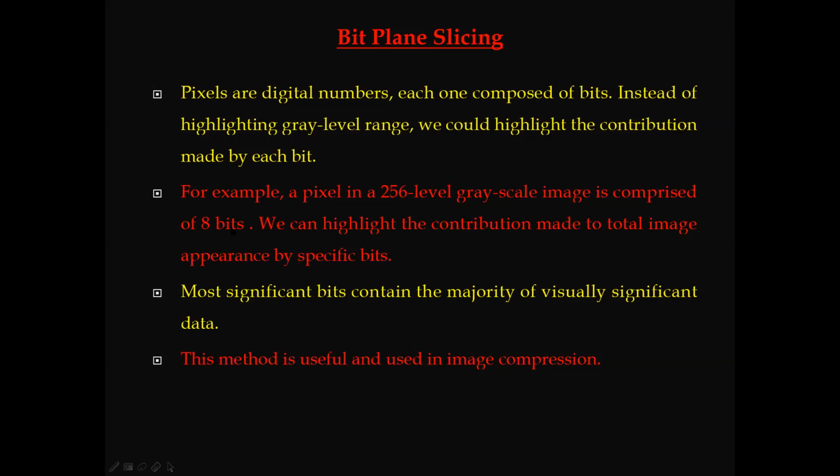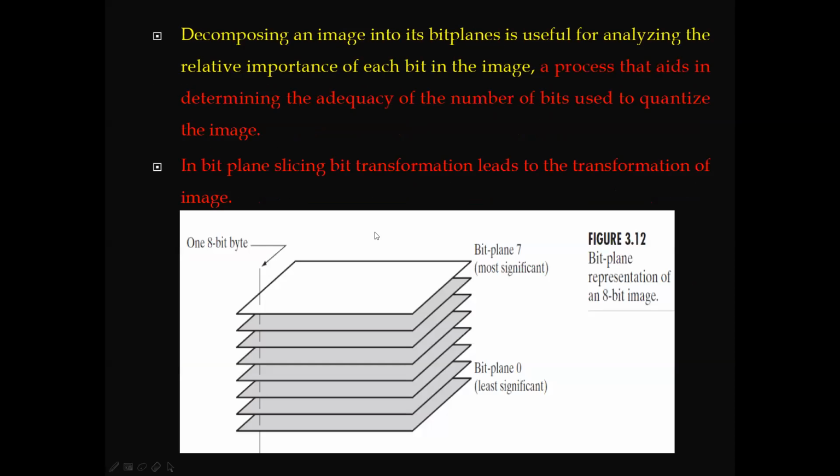So it is comprising of 8 bits, which means we can highlight the contribution made to the total image appearance by specific bits. The most significant bits contain the majority of the visually significant data, and the least significant bits contain lower visual significant data. This method is useful and used in image compression, especially bit plane slicing. You can see here is a figure. It is the bit plane representation of an 8-bit image. So an 8-bit image can be represented with 8 bit planes.